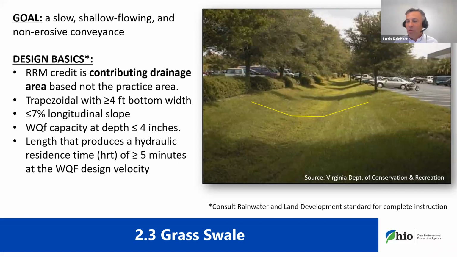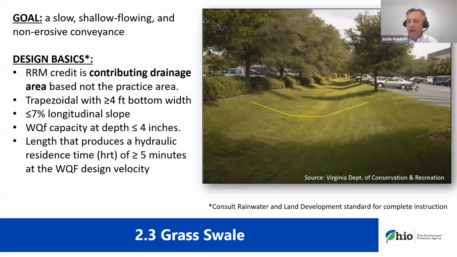So this ends up being a broad trapezoidal channel with a wide bottom width and a flat slope that allows our low flows, which are the water quality flow per the permit, to travel within the blades of grass at a depth of roughly 4 inches or less. So we don't have a big river through here. And that means it moves slowly.